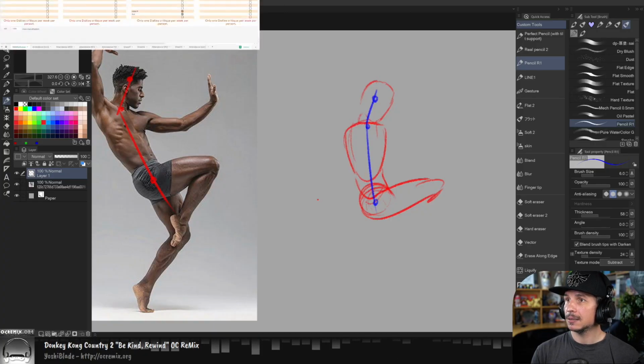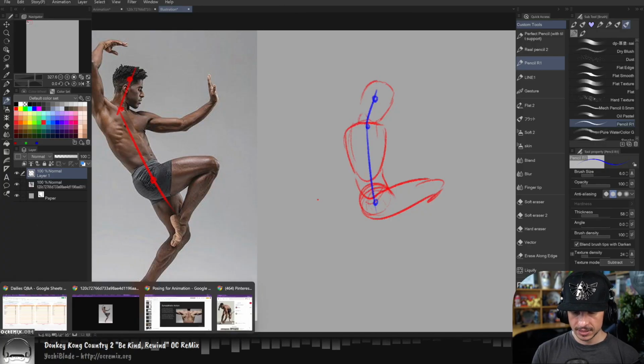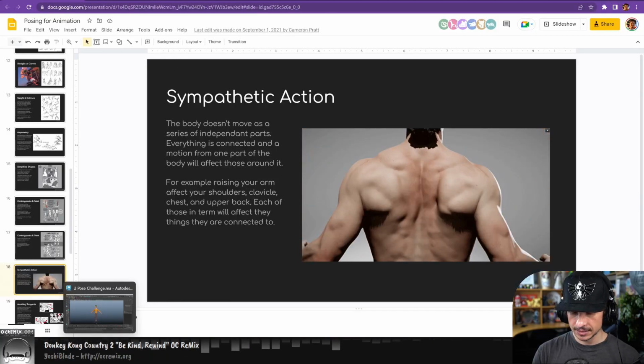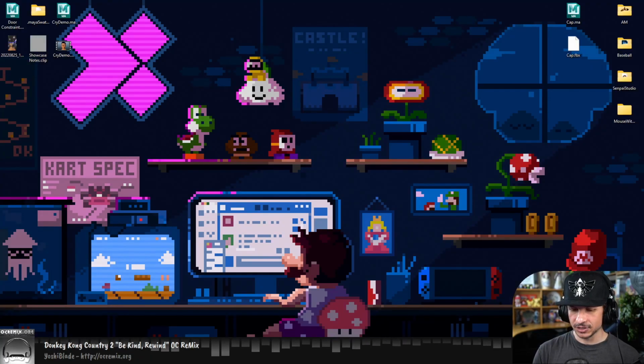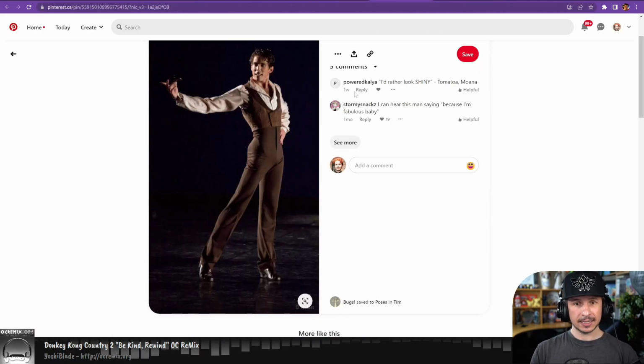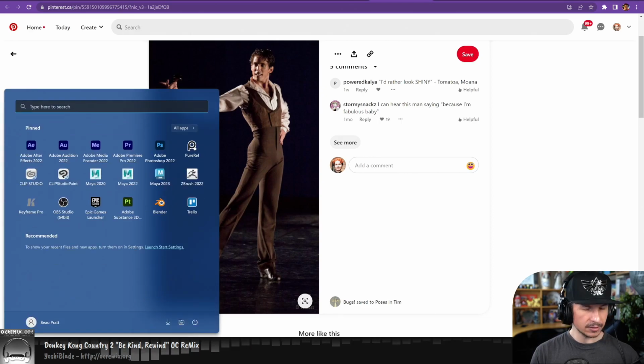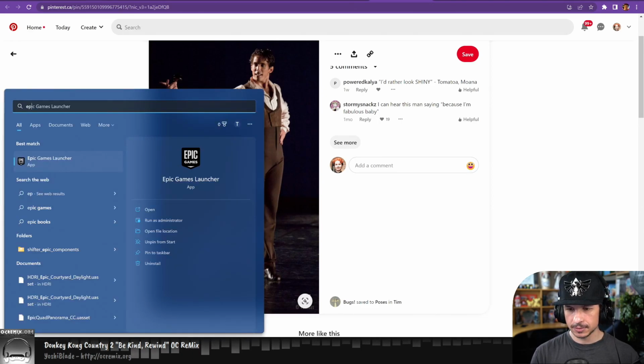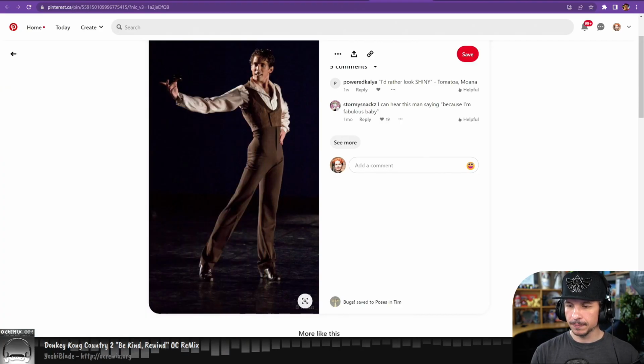Let's see. I had a whole page of links. Where'd they go? Here it is. No, that's not it. We'll get it eventually. There we go. Here's the page. So let's take a look at this one. And for this, do I have Epic Pen on this computer? I don't think I do. No, just Epic Games. Okay.